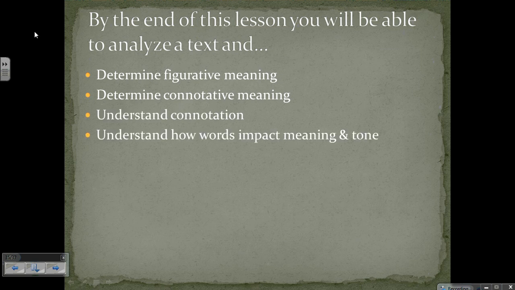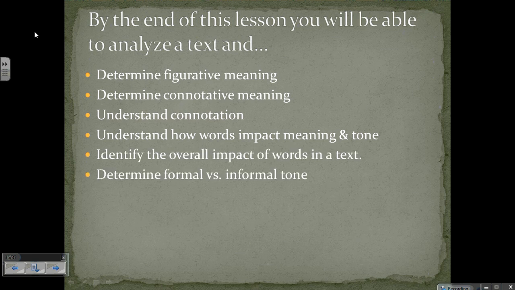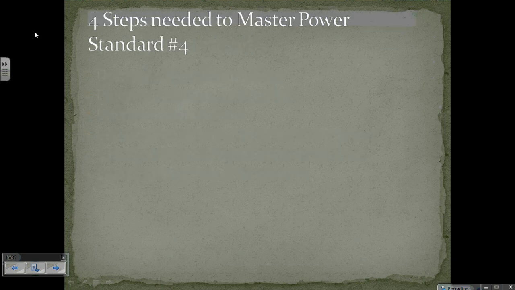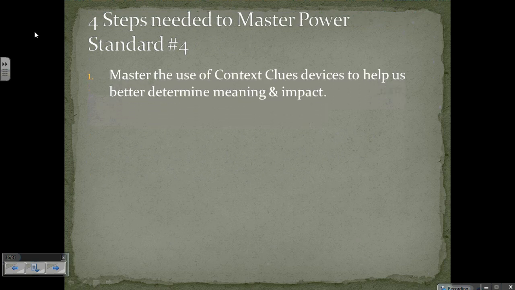Understand connotation. Understand how words impact meaning and tone. And identify the overall impact of words in a text. And then to determine the formal versus informal tone of text. So there's 4 important steps needed to master power standard number 4. First step, you want to master the use of context clue devices to help us better determine the meaning and impact that words have on text.